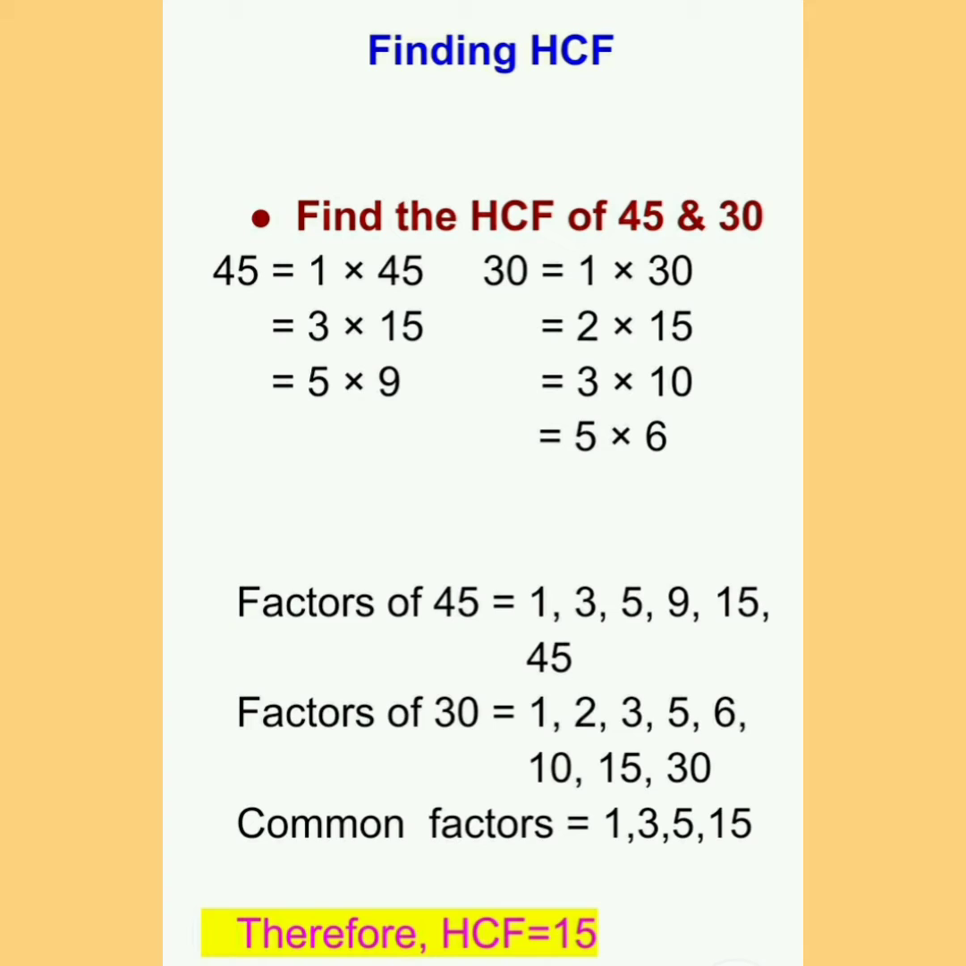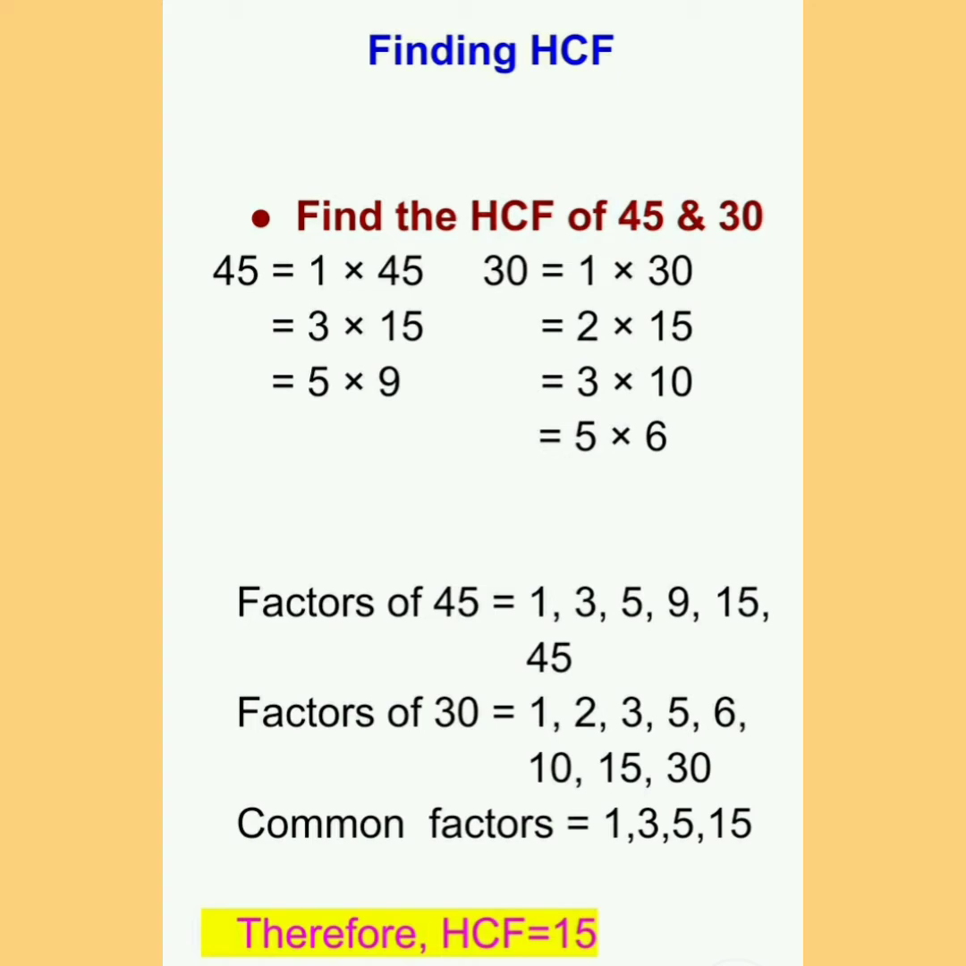Now you know the method of finding factors. I have already explained it to you. Find the factors, and we see the common factors of 45 and 30 are 1, 3, 5 and 15. Till here I have already explained. Now you just have to find which is the highest common factor. We see 15 is the highest common factor, so that will be your HCF.